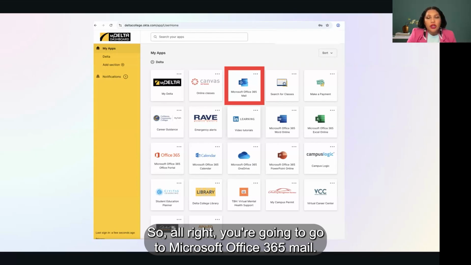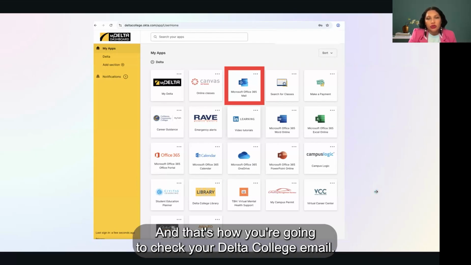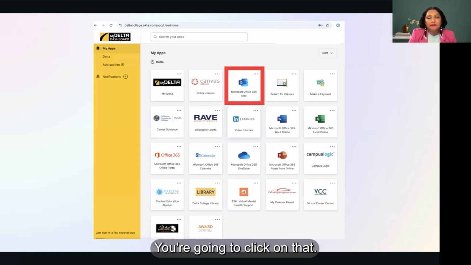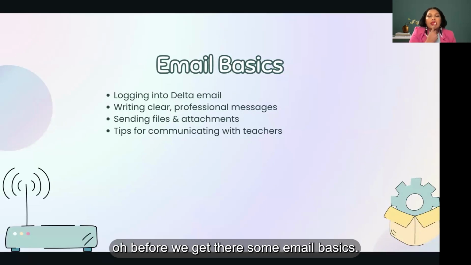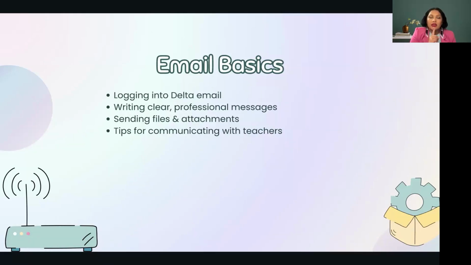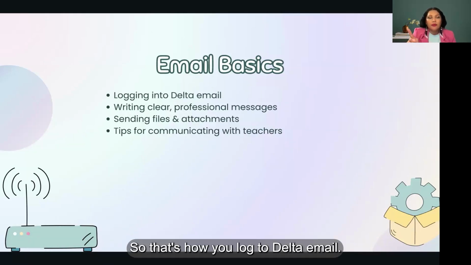So, all right, you're going to go to Microsoft Office 365 Mail, and that's how you're going to check your Delta College email. You're going to click on that. Then you're going to go over and, before we get there, some email basics. So that's how you log into Delta email.